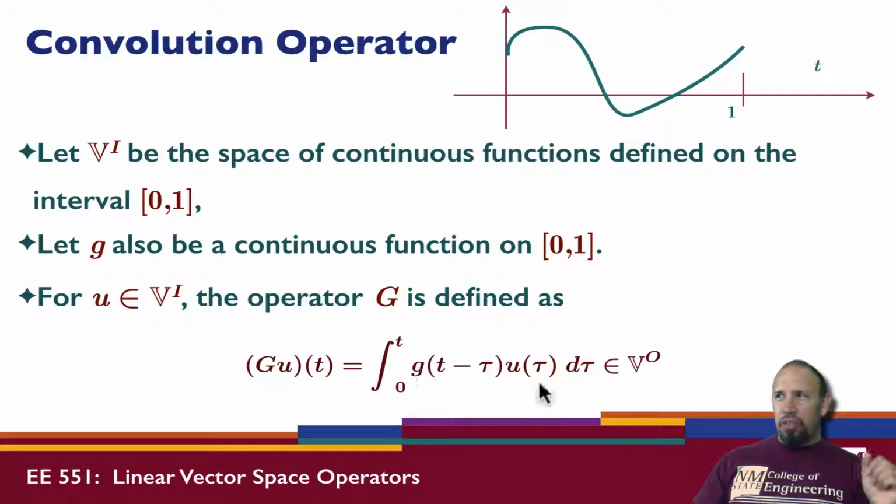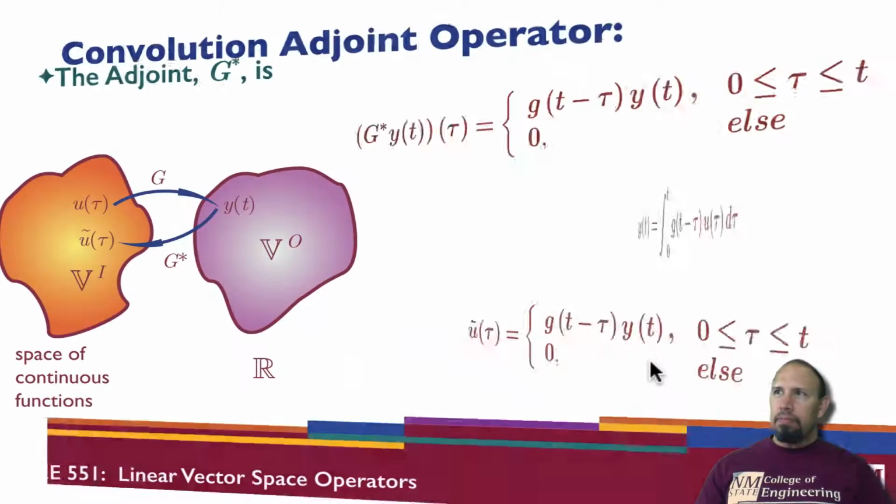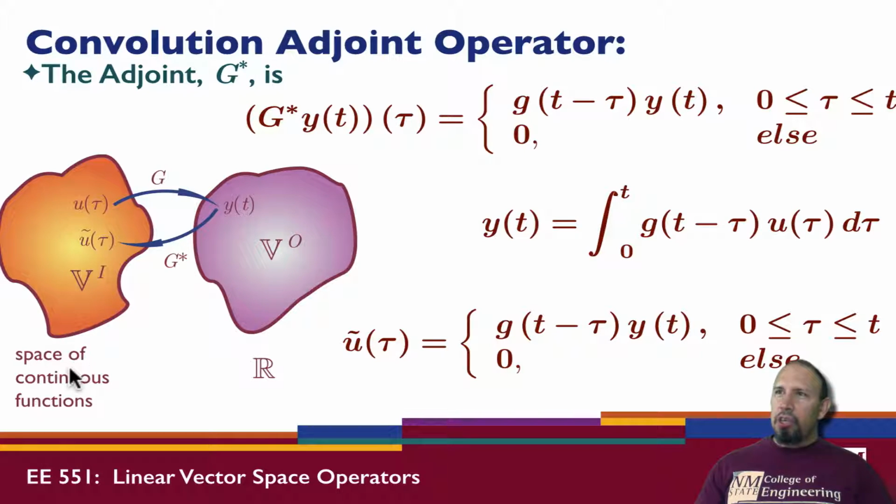So even though it looks really complicated, we don't even know what g and u are. Turns out we don't actually have to know them to still work with them. But when we integrate, this just comes out to be a number. So the output space is actually just real values. So here's our input space, space of continuous functions. Here's our output space, the real values. I take a u, I map it through g, that's going to give me a real value. I'm going to take that value, map it through the adjoint, and get now a function, a space of the continuous functions.